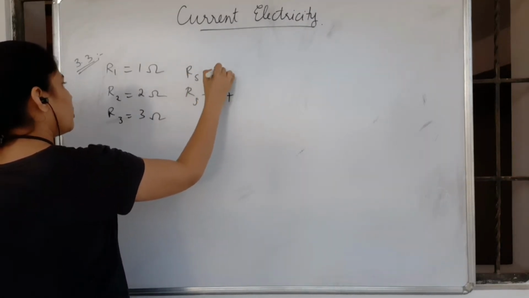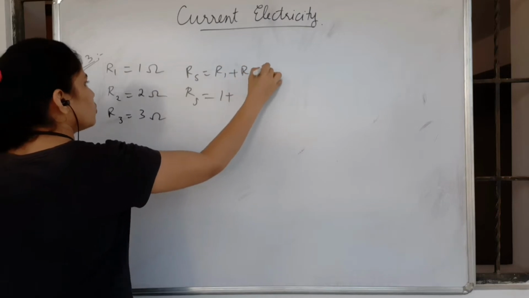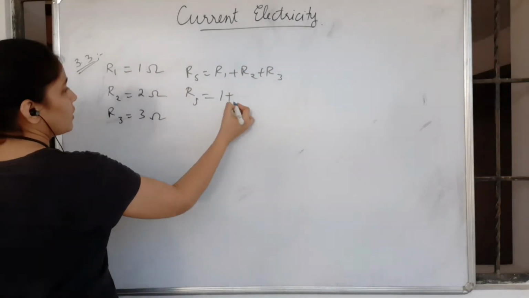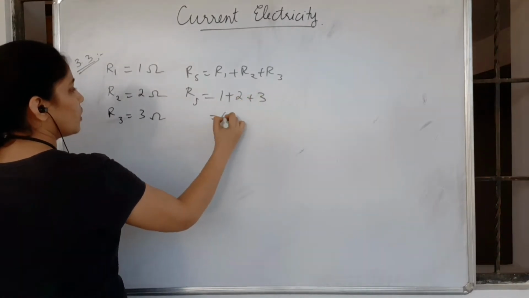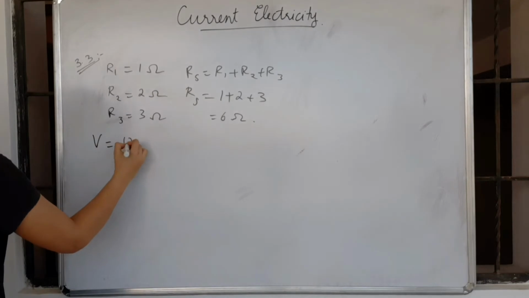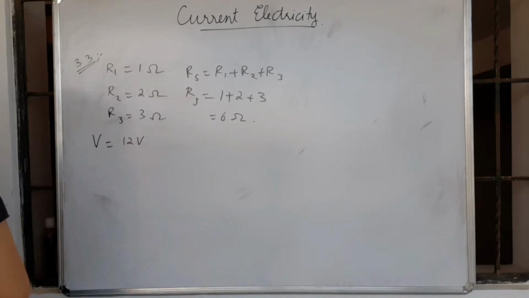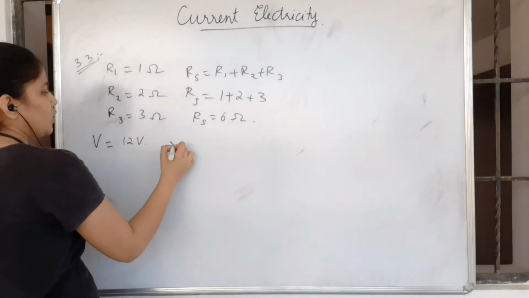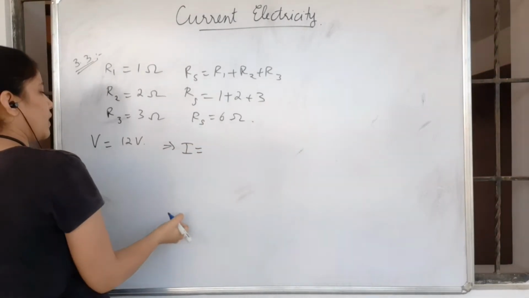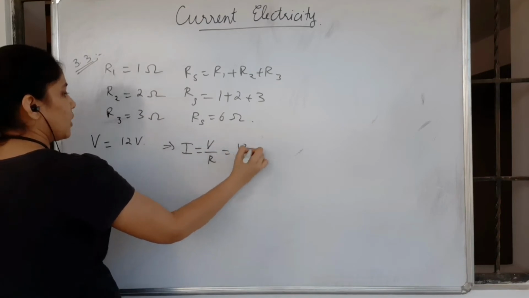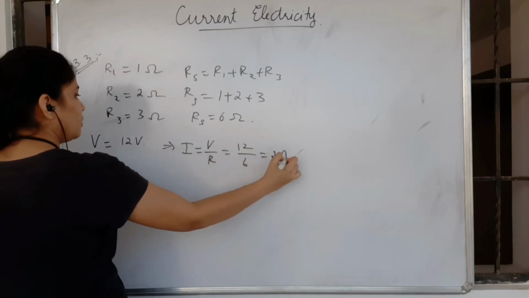You want me to write the formula? I can write it, no issues. In the exam you are expected to write all this. So Rs is equal to 1 plus 2 plus 3, that is equal to 6 ohm. Now it is connected to a voltage of 12 volt. So the total voltage is 12 volt and the total resistance is 6 ohm. We need to find out the total current. So current I is equal to V by R, that is 12 by 6, 2 ampere.